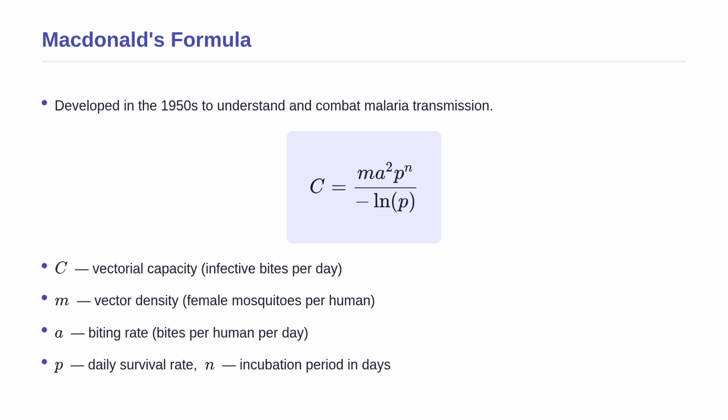This is because the mosquito must bite twice to transmit the disease, once to pick up the pathogen and a second time to inject it. The variable P is the daily survival rate, and N is the incubation period of the pathogen. So P to the power of N is the probability the mosquito lives long enough to become infectious. Finally, the denominator, negative natural log of P, represents the daily mortality rate.